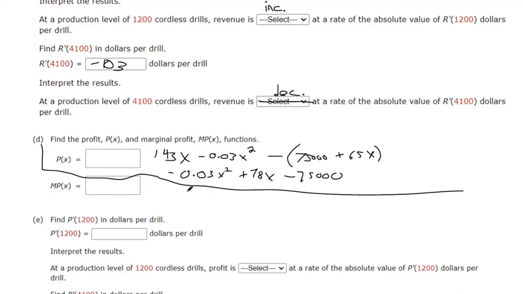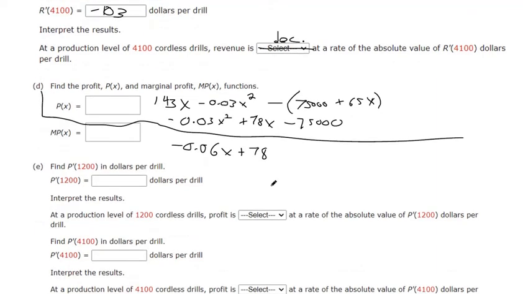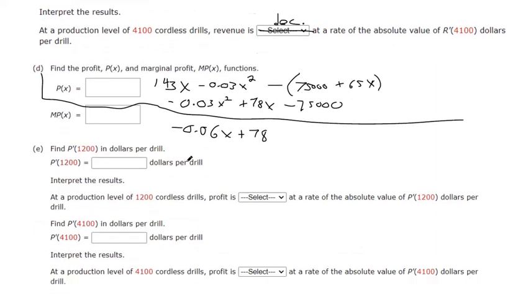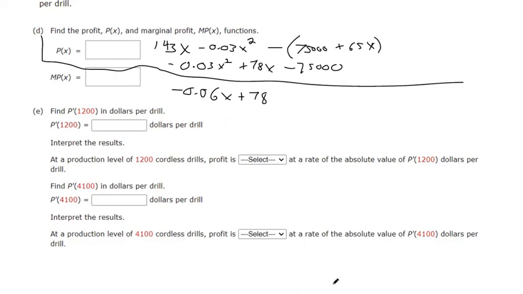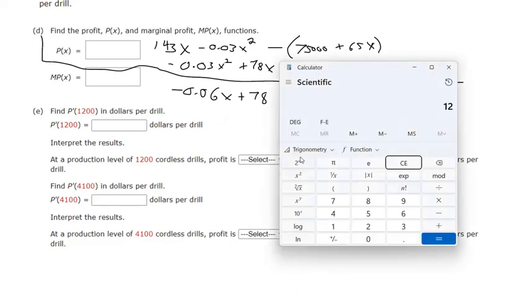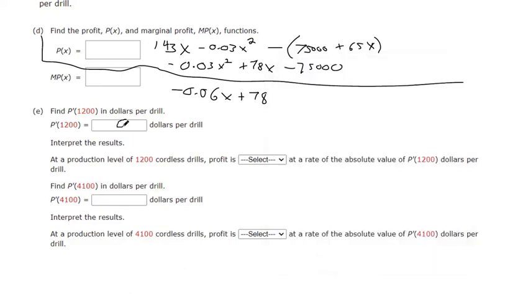So that's our profit, because it's revenue subtracted by expenses. The marginal profit, we just take a derivative. There's our marginal profit. And now they want us to do the same thing that we just did: plug in 1,200 for x, this time into the marginal profit function. That's negative. So we get positive 6. So since it's positive, the profit is increasing.